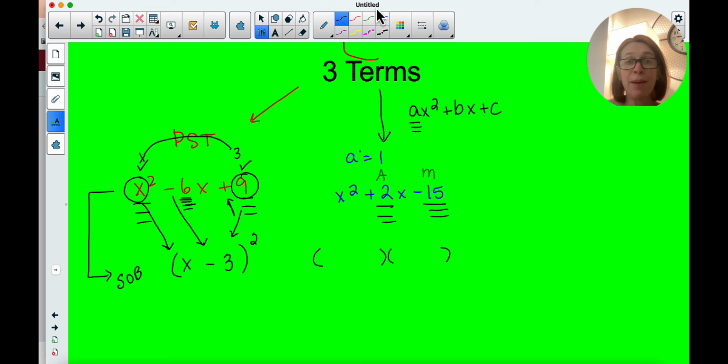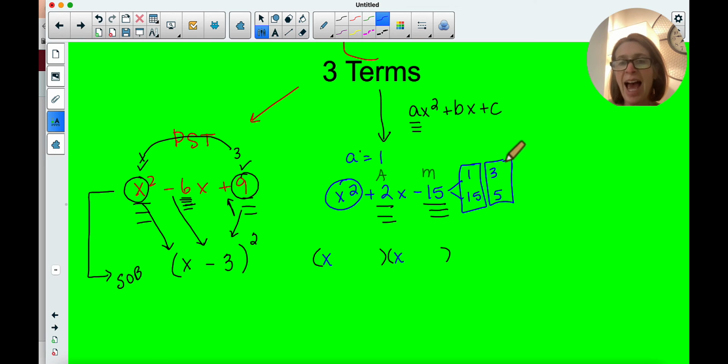All right, so I make my 2 binomials. The first term, since a is 1, is going to be x and x, because x times x gives me x squared. Now remember, we're breaking it up by factoring, so we're breaking it up into the 2 things we multiply that would give us x squared plus 2x minus 15. I write down all my factors of 15, so 1 and 15, and 3 and 5. Now I have to figure out which sets of factors could add to a positive 2 and multiply to a negative 15.